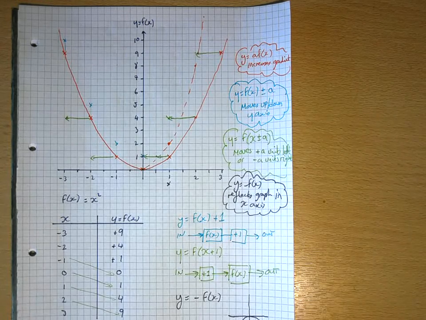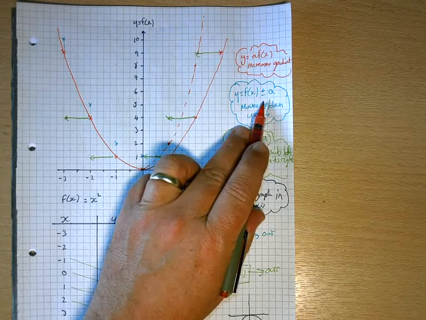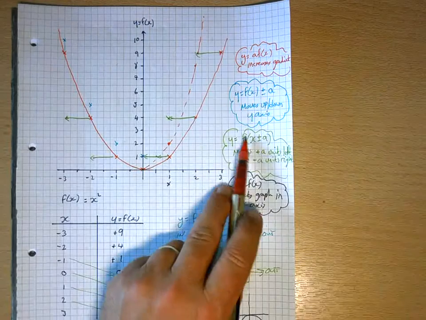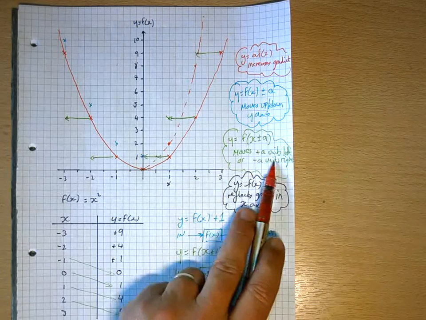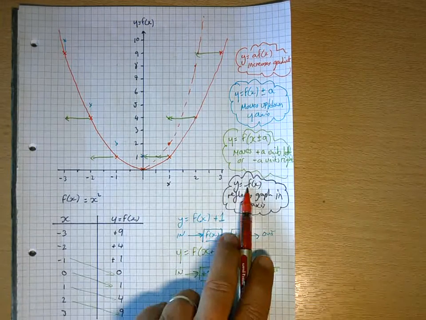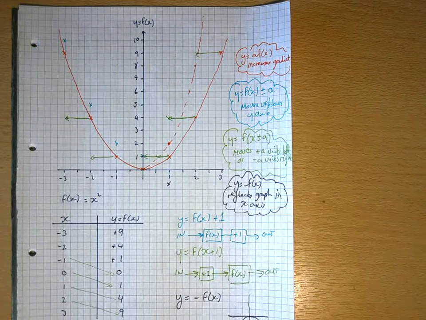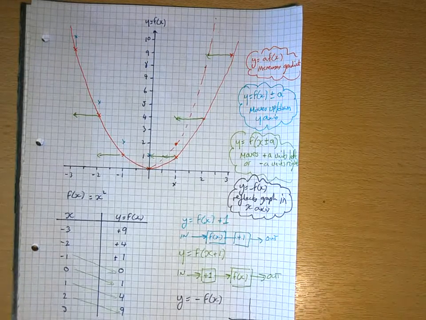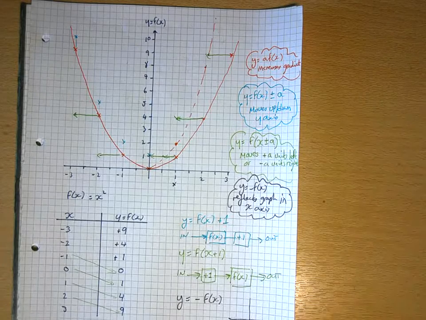I think that those are the main ones that you need to know about. Okay, so to go through them again, that one is going to add or subtract to your output, so it's going to move up and down the y-axis. This one changes your input, so moves it across the x-axis. That reflects, and that increases or decreases the gradient. Okay, so that's basically what you need to know before you start answering the questions.